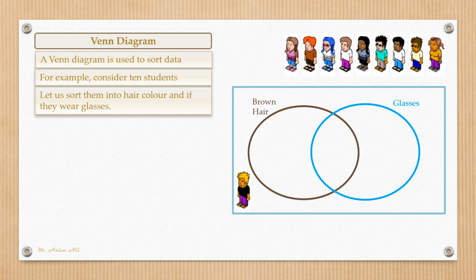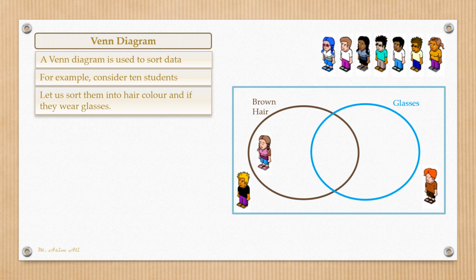The first student doesn't have any brown hair and he doesn't wear glasses, so he's not going to enter any of the two sets, so we will keep him out. Next is a girl who has brown hair and she's not wearing glasses, so she will come in the set of brown hair. Make her stand here. Next is a student who neither has brown hair nor is wearing glasses, so he will not come in any of the two sets. We will make him stand outside of the two sets.